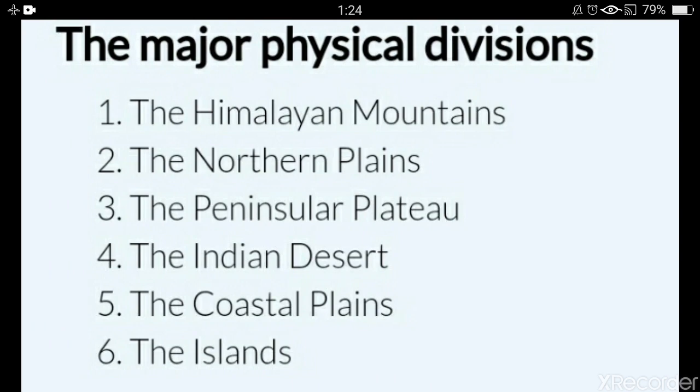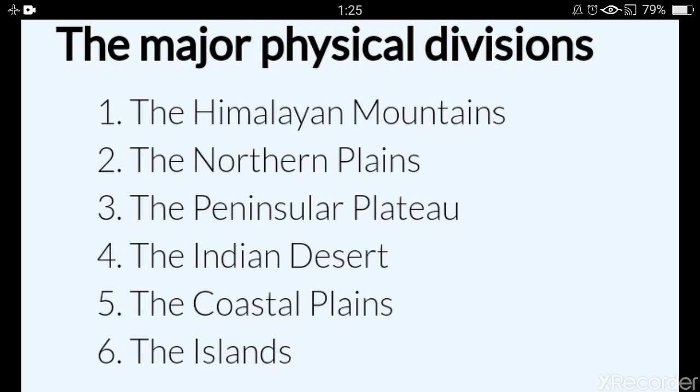So the physical features of the country can be divided into 6 parts. Number 1 is the Himalayan mountains, towards the north. Then the next physical feature is the northern plains. Number 3 is the Peninsular Plateau. Number 4 is the Indian Desert. Number 5 is the coastal plains, and number 6 is the island group. So these are the different physical features of the country. Let us discuss these physical features one by one.